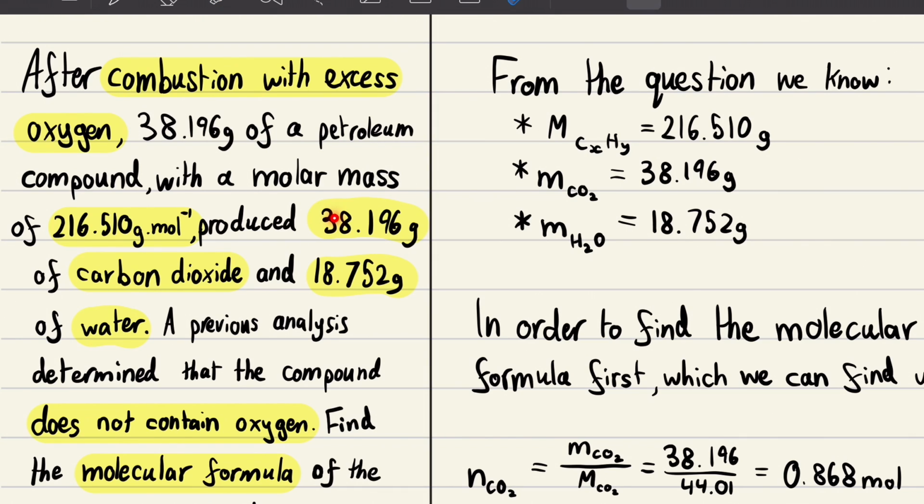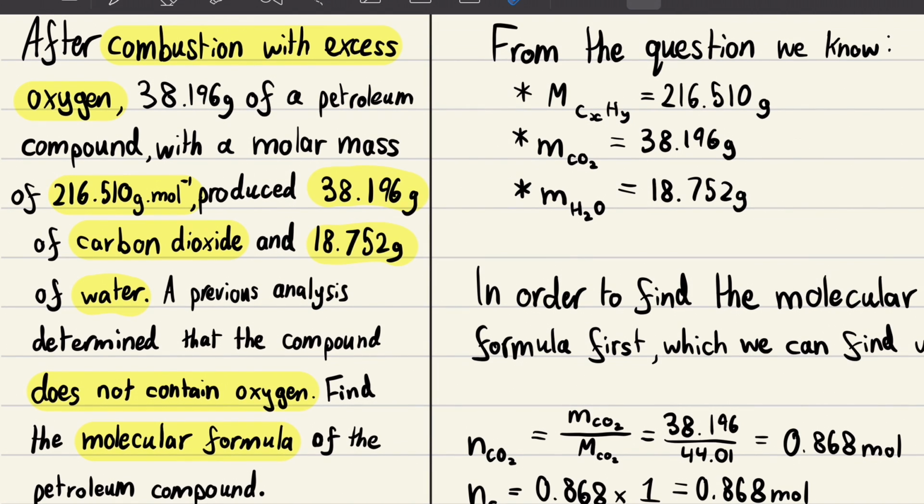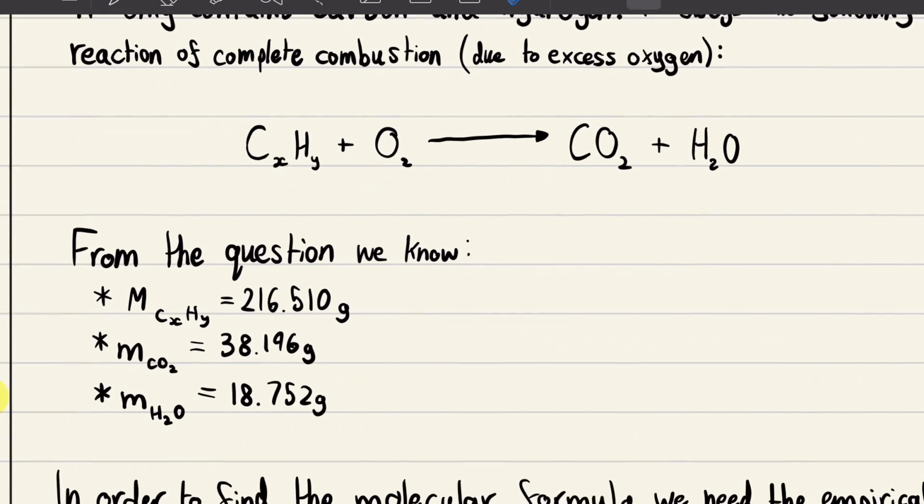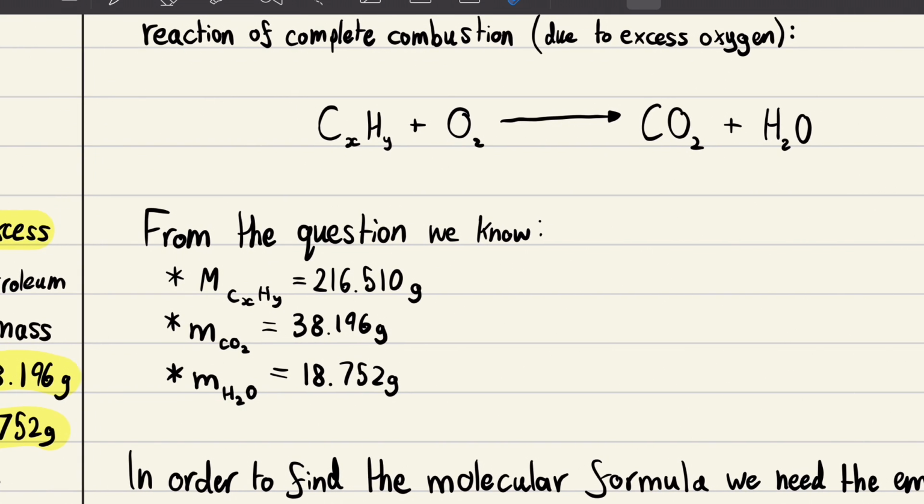And then it produced 38.196 grams of carbon dioxide. So we have mCO2, and we have mH2O, 18.752. And this is an important note that you'll understand later on. But now we know that the hydrocarbon itself, the compound, sorry, the petroleum compound, doesn't contain oxygen. So we know that it's only carbon and hydrogen. And it tells us to find the molecular formula. So first we write out the equation, and then we write down the information that we know. We know the molar mass, the mCO2, and mH2O.